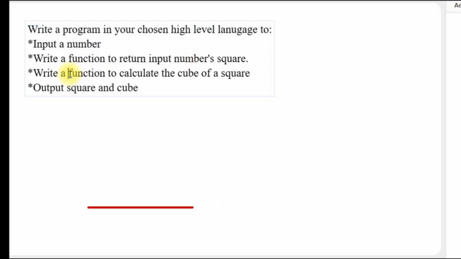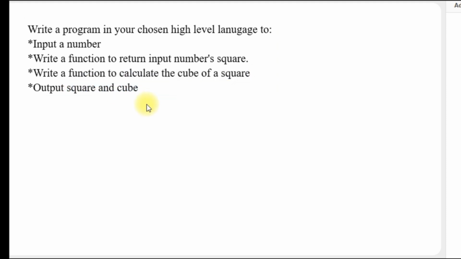Then write another function to calculate the cube of a square. For example, I input 2, so the square of 2 is 4. Now we have to write a function to calculate the cube of a square, so we have to find the cube of 4. So 4 fours are 16, 16 fours are 64. And then we have to display the square and the cube.